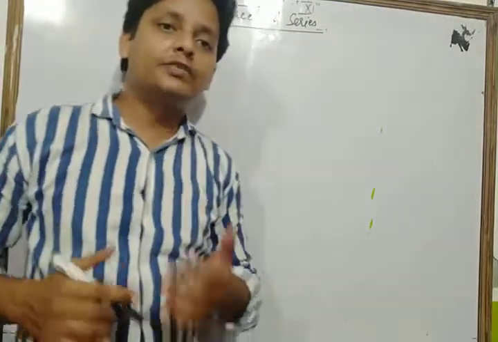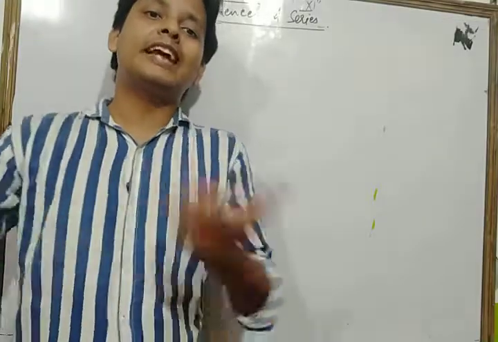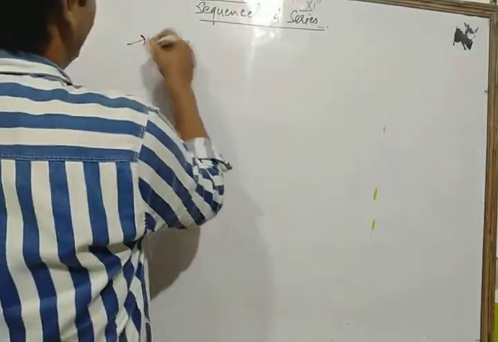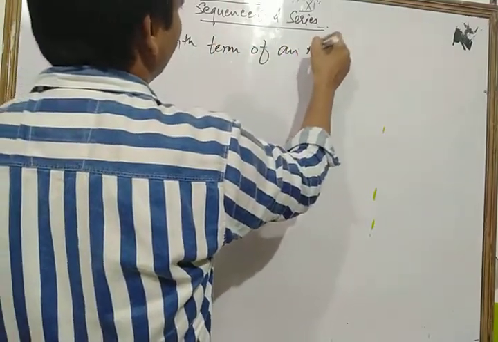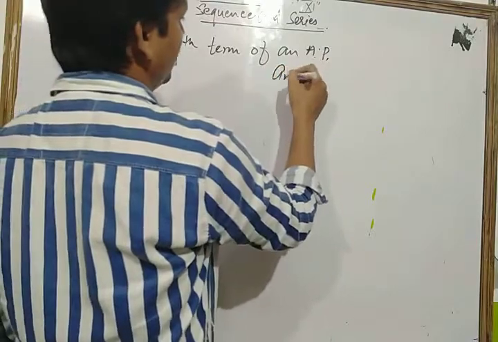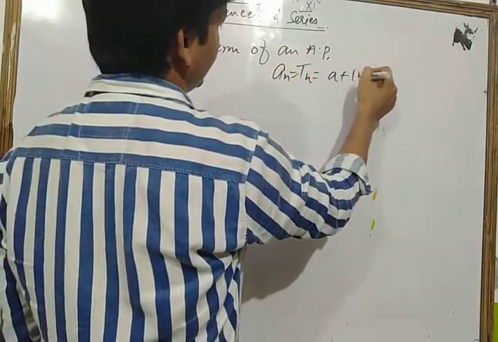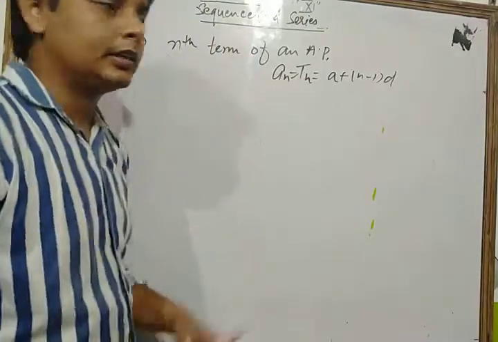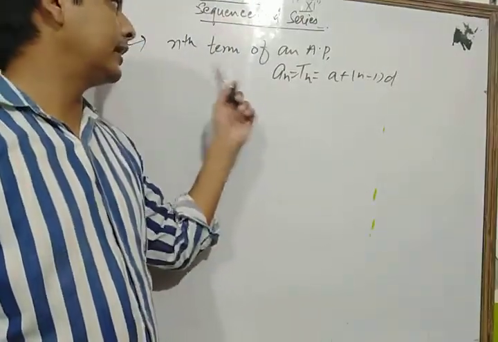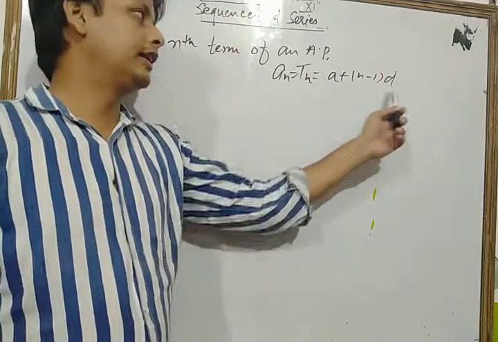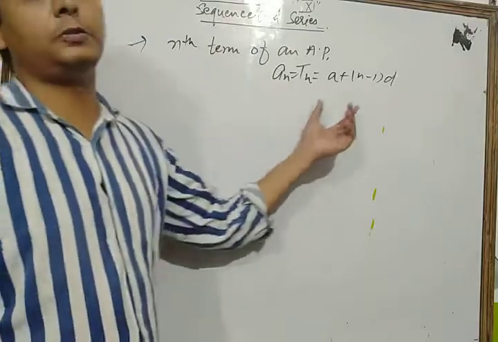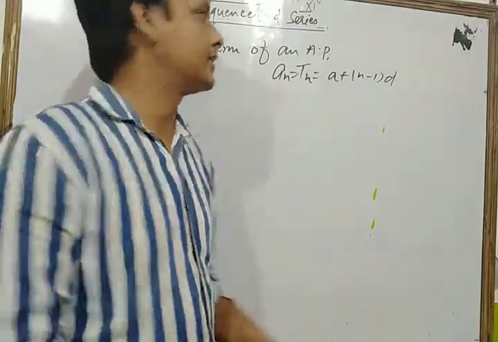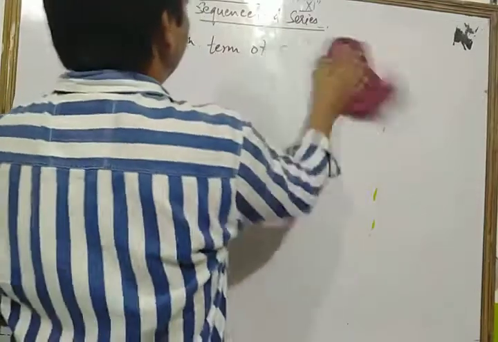Dear students, in the previous class we discussed the general term of an AP, meaning the nth term of an AP. Let's see the formula for the nth term of an AP. An or Tn is equal to a plus (n minus 1) into d. This is the formula to find the nth term of an AP. Here a is the first term, d is the common difference, and n is the number of terms. Now we take some questions based on this formula.